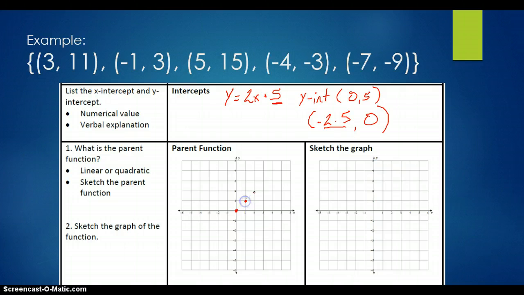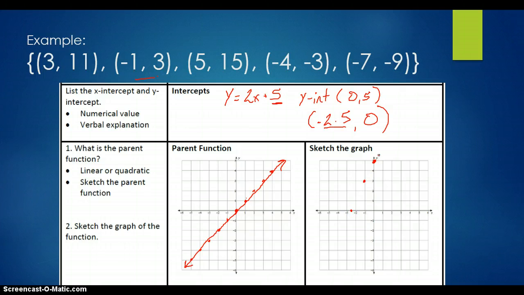We know this is a straight line, so we know the parent function is y equals x. Y equals x goes through the point 0, 0, and it has a slope of 1, up 1 over 1, up 1 over 1. And so we just draw our parent function, and it looks like that. To sketch the graph, I'm going to use the intercept, which is 0, 5, and I'm also going to use this point, -1, 3. And then I'm also going to use -2.5, 0.